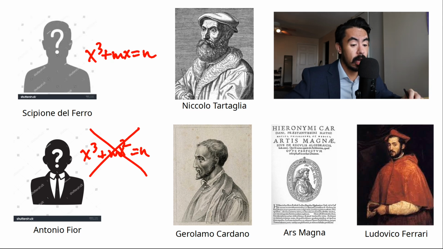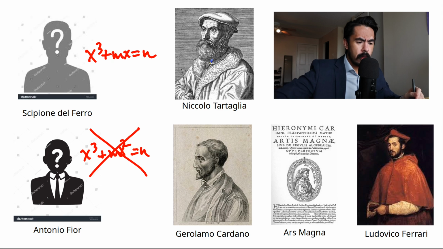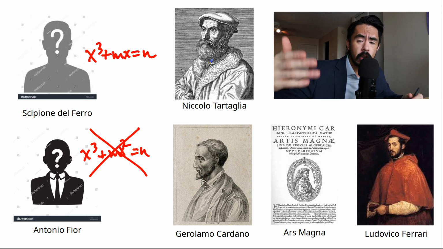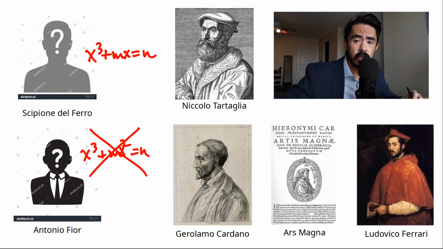But Ferrari goes and takes up Tartaglia on this challenge and actually wins. And Tartaglia then gets disgraced and loses all of his money. And sad to hear that. But Girolamo Cardano then continues to publish findings and results involving Tartaglia's method.